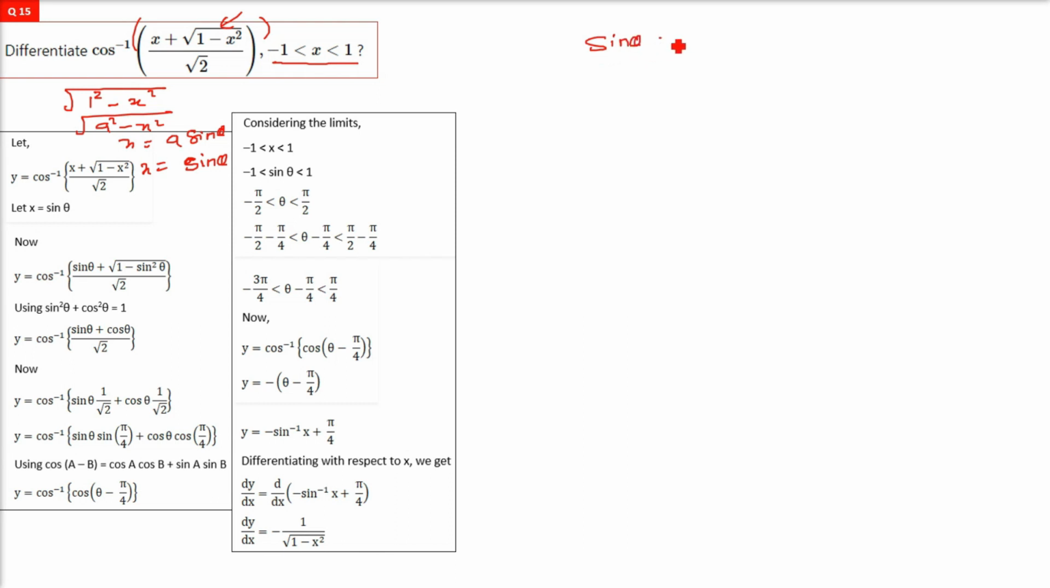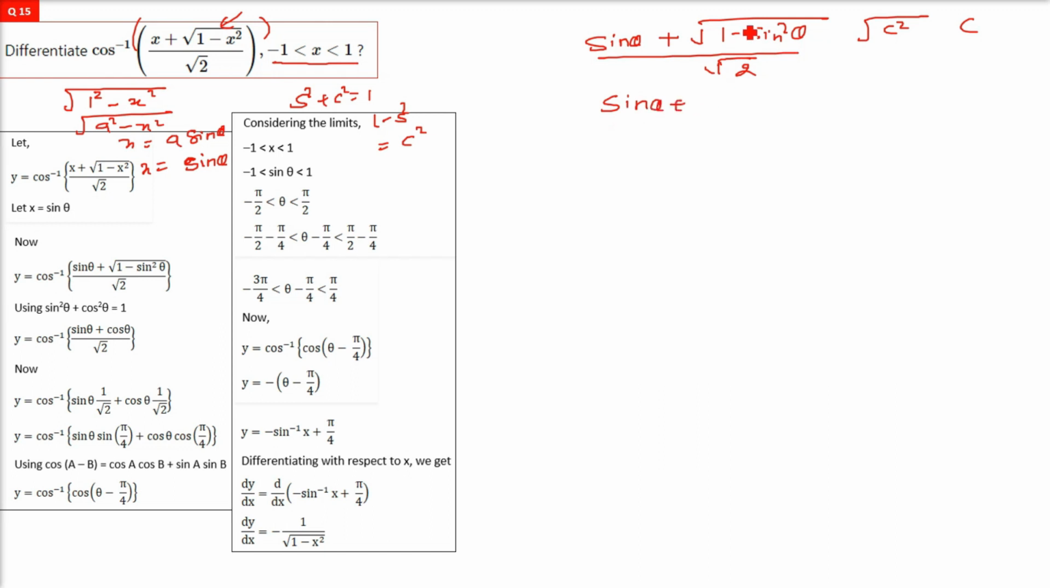Okay. So now the inside one I'm telling you, when we put x as sine theta, we have sine theta plus under root 1 minus sine square theta, divided by under root 2. So you have sine theta plus, 1 minus sine square theta is cos square theta, because sine square theta plus cos square theta is 1. Under root cos square theta is cos theta only. So you have sine theta plus cos theta divided by root 2. Root 2 you can take separately. And what do you get? You get sine theta times 1 by root 2.